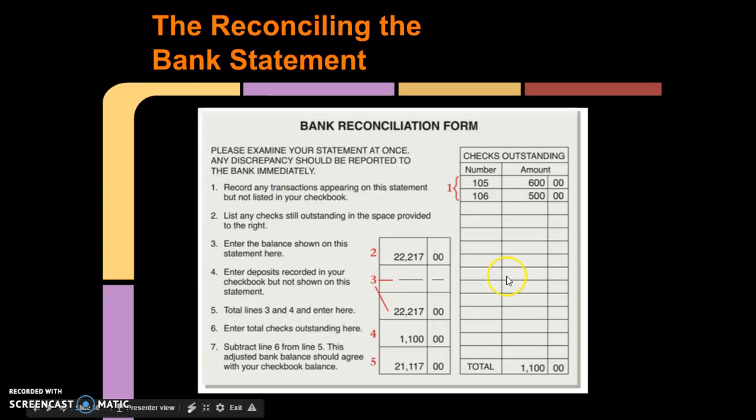Reconciling the bank statement. The bank statement is going to be used as a reconciliation form, in which case we use this. We have the outstanding checks. We also have the balance. The total of lines 3 and 4 is right here. And then finally, entering the outstanding checks and doing the math to determine whether or not we have an equal balance between what the statement says and what our account records indicate.